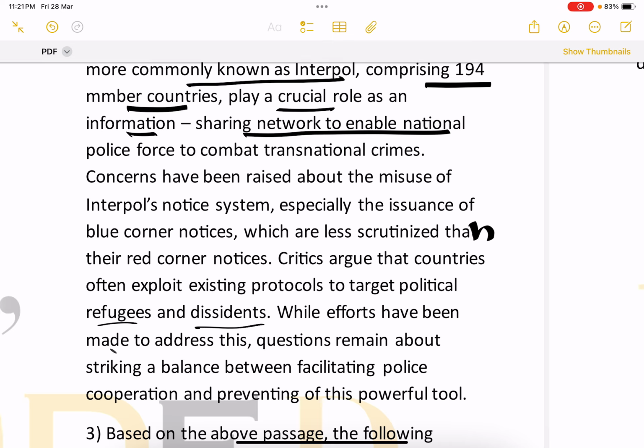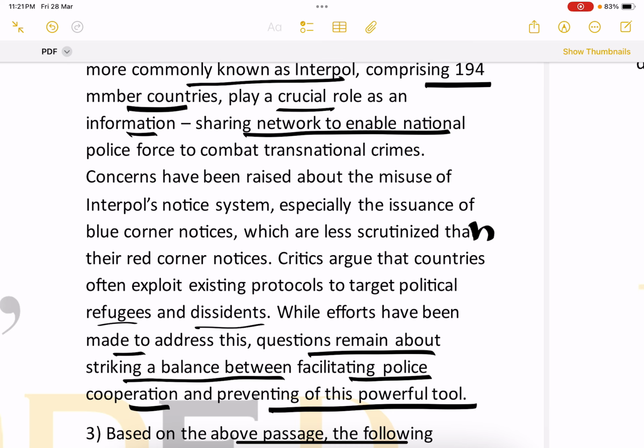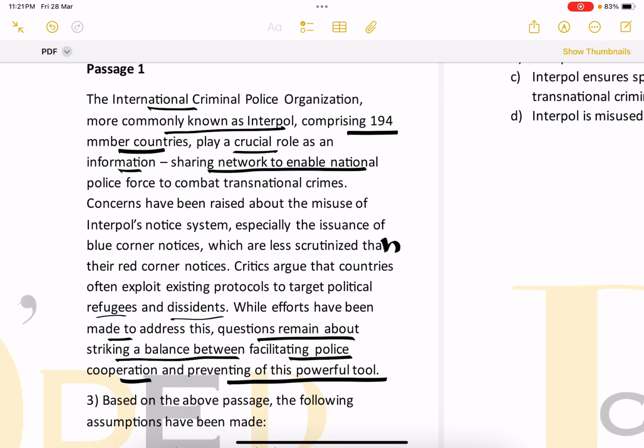While efforts have been made to address this, questions remain about striking a balance between facilitating police cooperation and preventing misuse of this powerful tool. Okay, again we'll read.